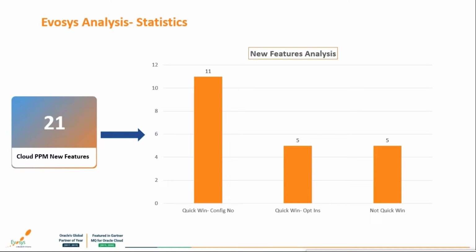In that, there are 11 features for which no configuration is needed, and those are quite like a quick win. 5 features are just an opt-in, which means you need to enable them through Setup and Maintenance, and then you can start using those features. And finally, there are 5 features which require extensive configuration if you want to use them. We'll go in the same sequence, where I'll first explain the 11 features which are a quick win and can be implemented easily. Then we'll target the next 5 features which are just opt-ins, and lastly the 5 which require configuration.